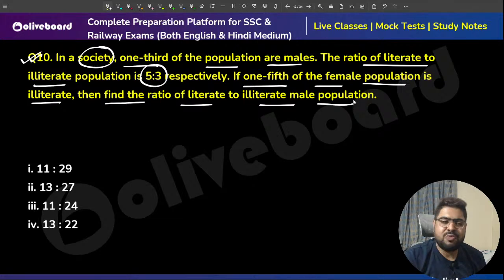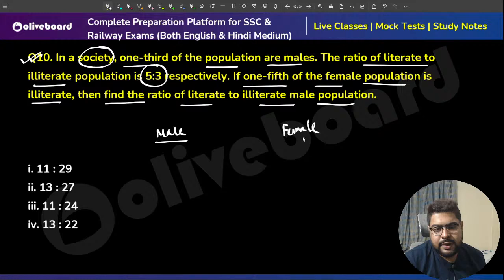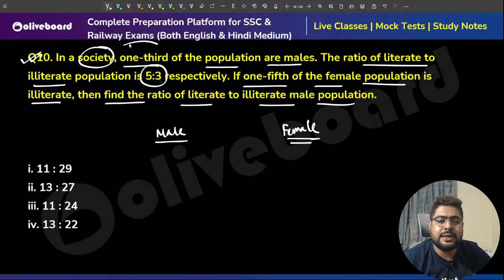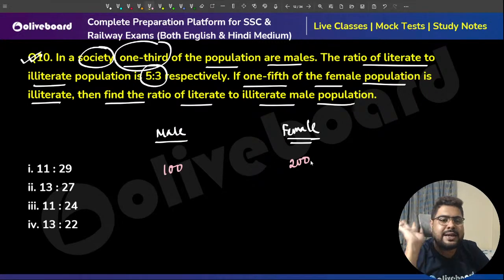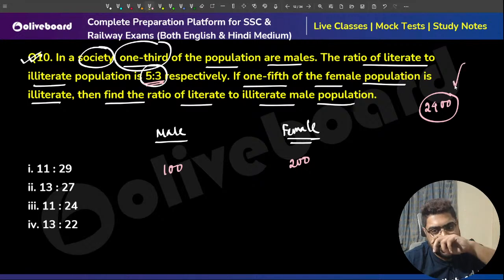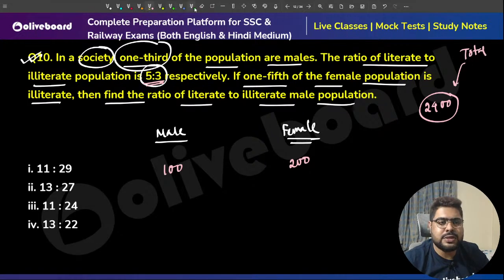Okay, sir, male and female. Let's see, 1/3 of the population are male. So male is 100, female is 200, total 300 I am taking. Now with 300, the ratio 5:3 will not work that well. So let's do one thing. 3 8s are 2400. Let's take 2400 as the total population. So 1/3 of that is 800 males, and 1600 females.